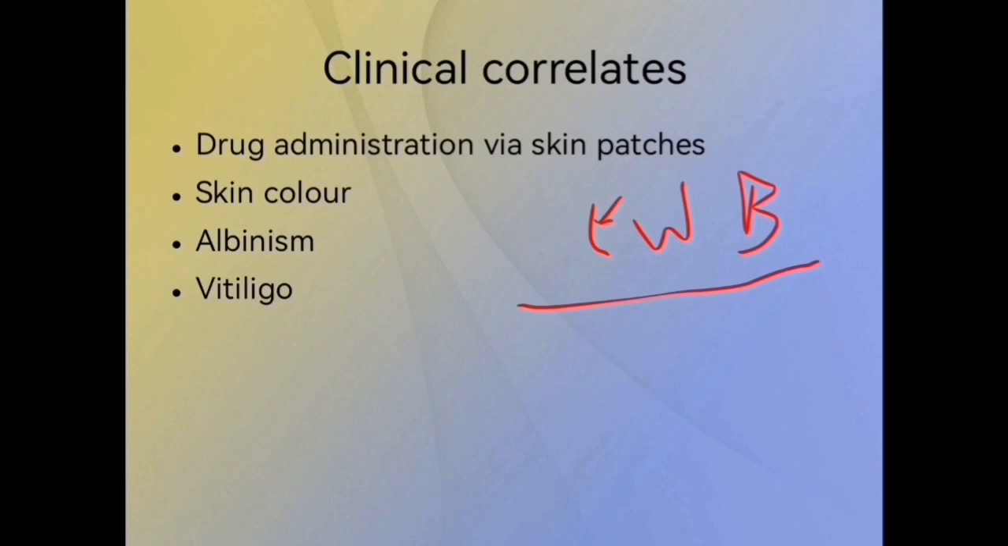Vitiligo is more of an acquired condition which is characterized by skin depigmentation. This depigmentation occurs in affected patches of the skin. So not the entire skin is affected, but certain areas are affected due to either loss or decreased activity of melanocytes.